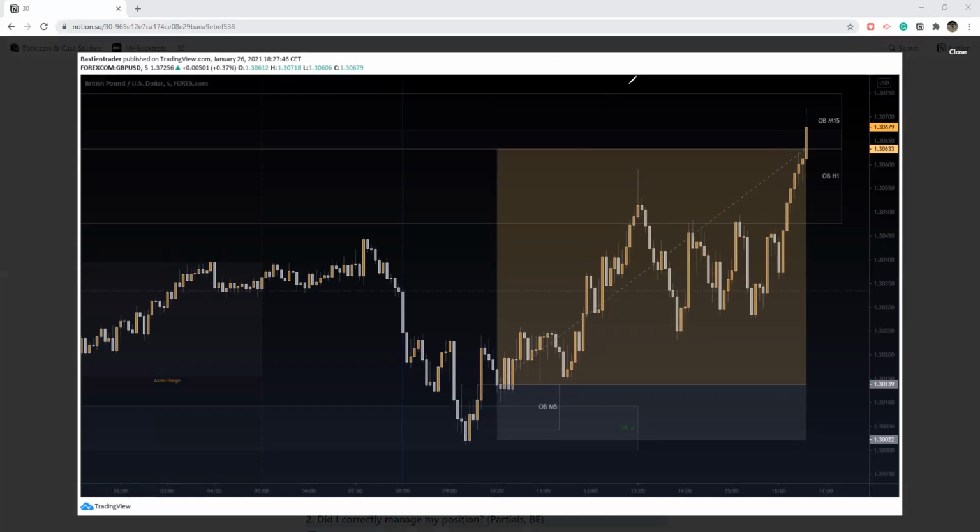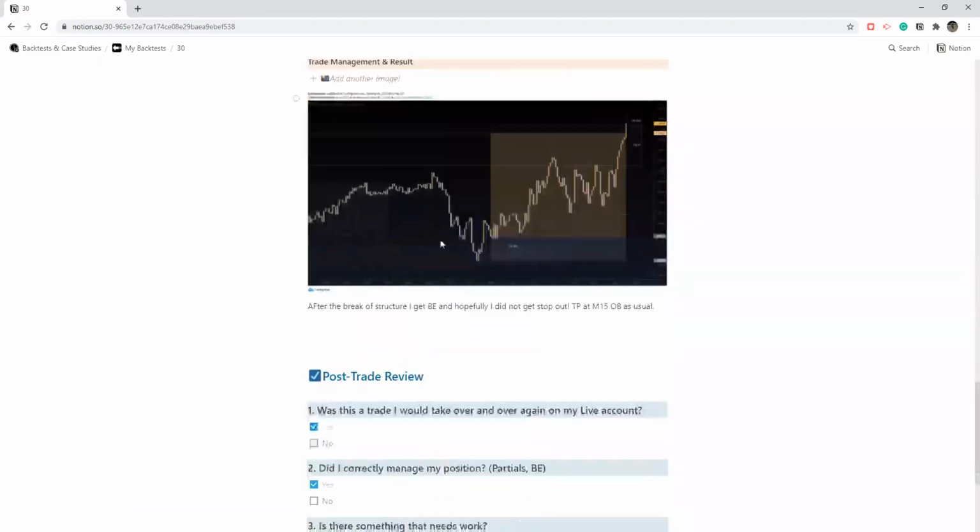I think it's good if you decided that this is an entry for you. Absolutely perfectly fine. But then again, you didn't have the structure break right there. So possibly a little bit more aggressive. Just a little comment.